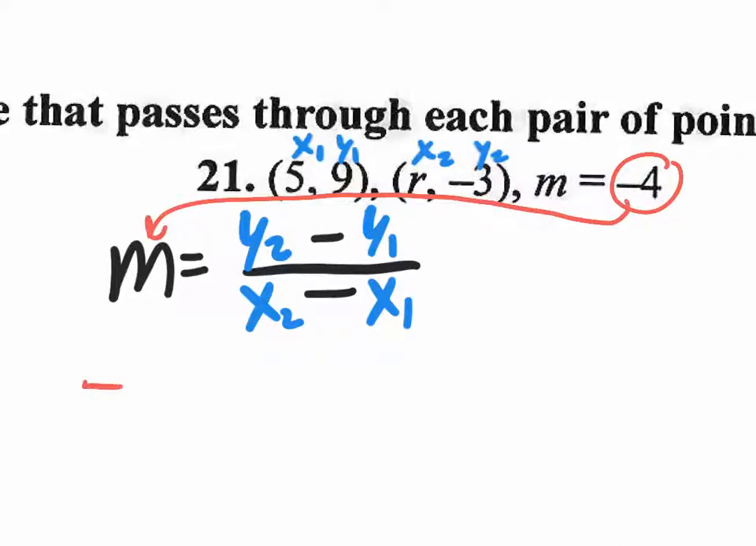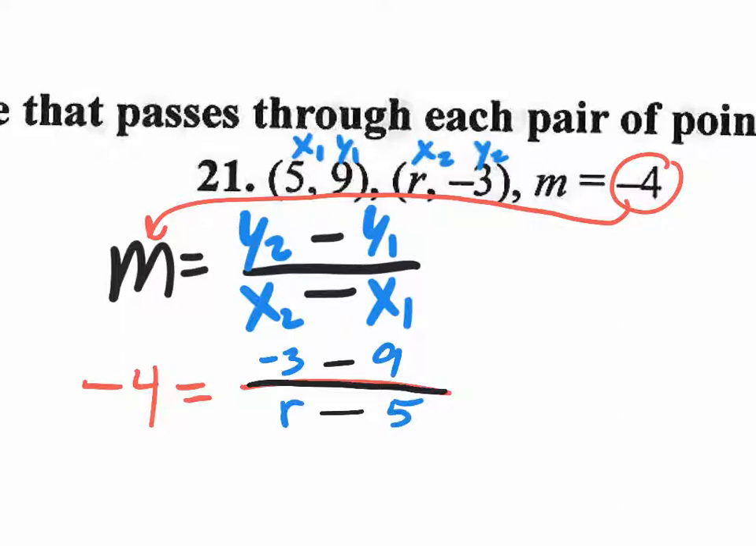So that's going to be -4 equals, now the fraction is going to have a minus fraction bar. y2 is -3, y1 is 9, x2 is r, and x1 is 5. So here's our equation, and this is what we need to actually solve.